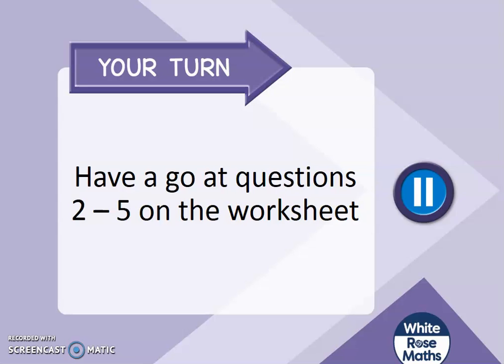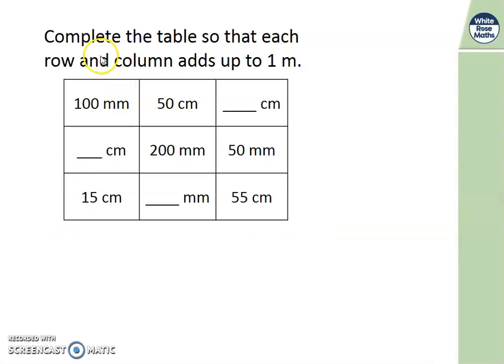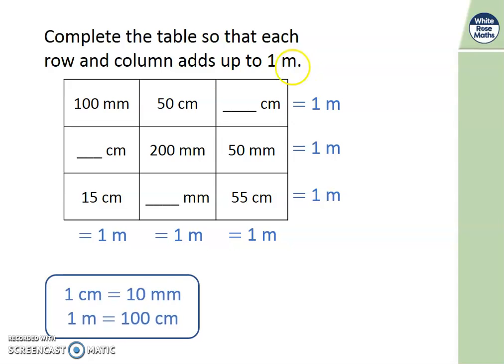Let's see how we can do the next questions. Complete the table so that each row, a row goes along the way, and column, a column goes down the way. They must all add up to make 1 meter. So it looks like this. Each one must make 1 meter. Let's remind ourselves of our key facts. 1 centimetre is the same as 10 millimetres, and 1 metre is the same as 100 centimetres. Pause the video and see if you can work out the missing numbers.